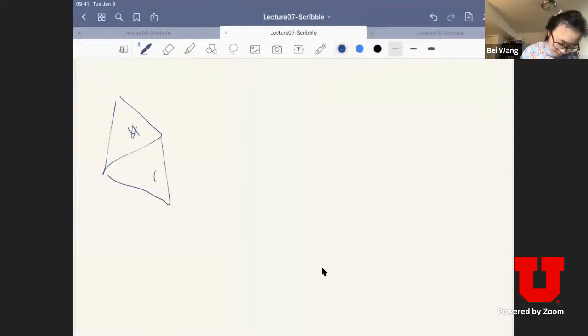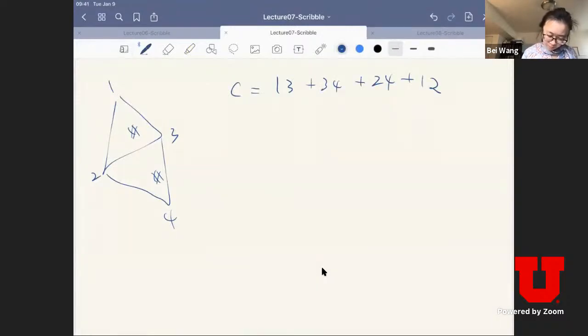Let's say this is my simplicial complex that contains 2 triangles, okay? And I'm going to ask you, I have a linear combination of edges, 1,3 plus 3,4 plus 2,4 plus 1,2, okay? Let me highlight it. This is my 1 chain, okay? Now my question is, is C a 1 boundary? Does it bound a linear combination of triangles?